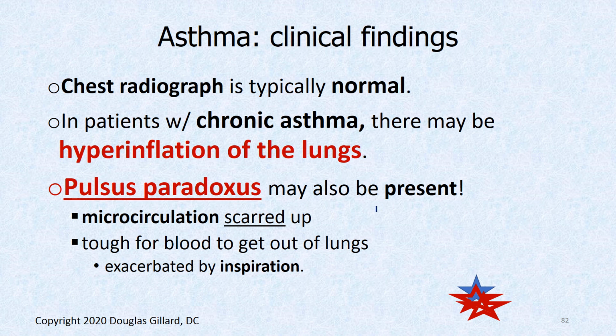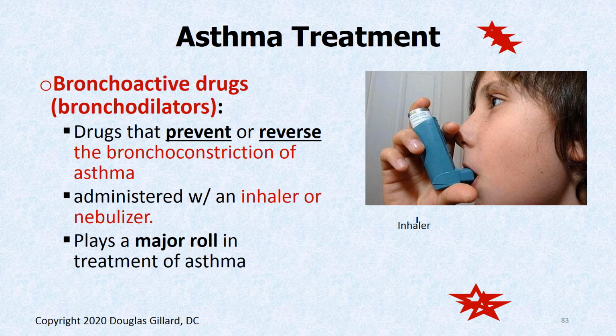Pulsus paradoxus is present in these people. And again, this would be in someone with severe chronic asthma because their microcirculation is scarred up. They have pulmonary hypertension, and you can't get blood through the lungs or out of the lungs. If you take a deep breath of air and suck blood into the right heart, the scarred up lungs hold onto the blood and you don't fill up the left ventricle enough. And therefore, during inspiration, you have a drop in blood pressure. And we've talked all about pulsus paradoxus.